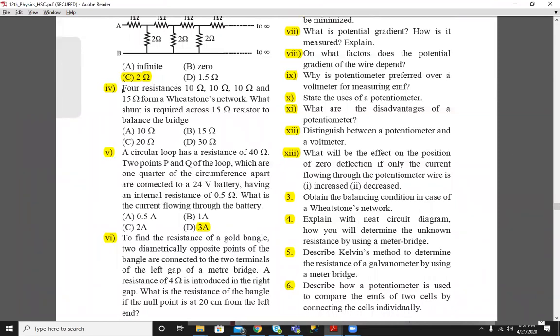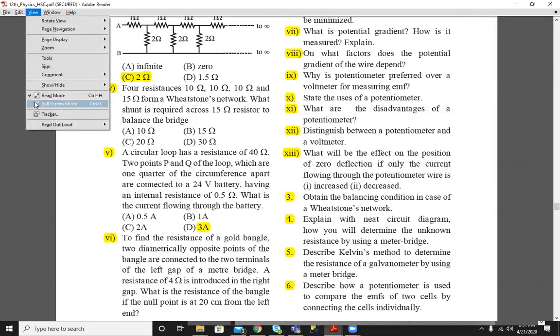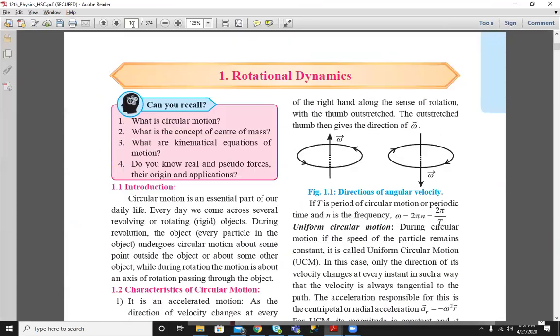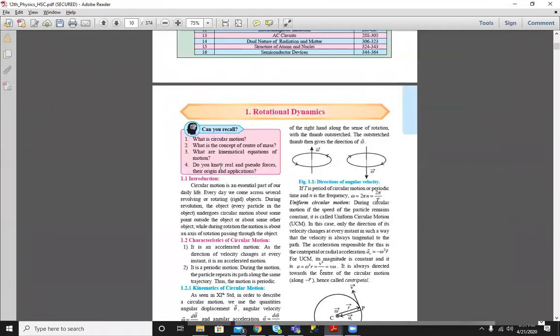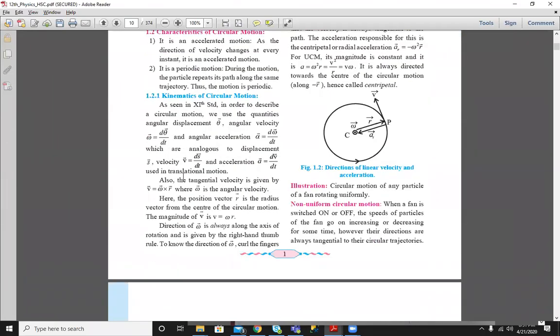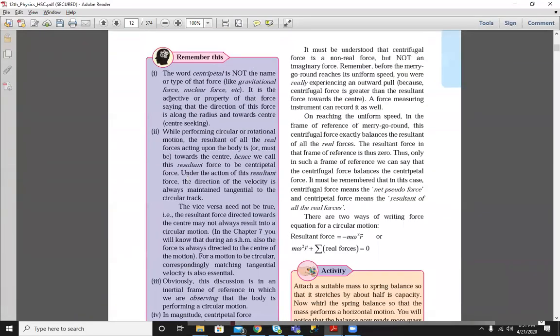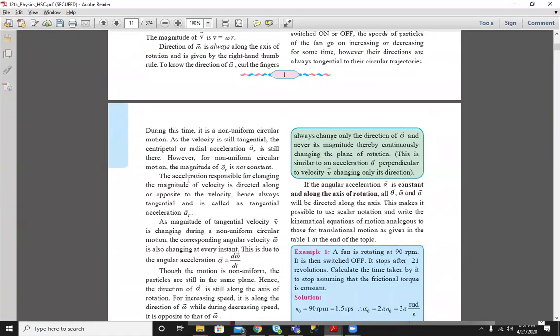From the next lecture we are going to start the first topic from part 1. So let's see what is the first topic. This is rotational dynamics. We will start this topic in the next lecture.